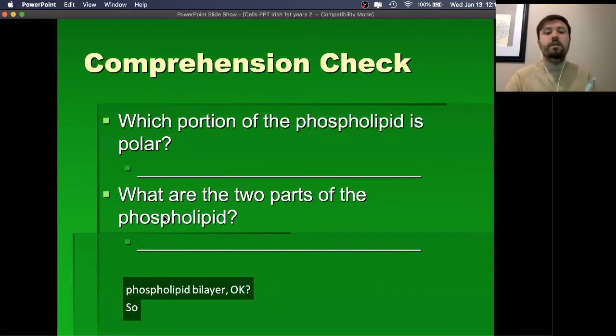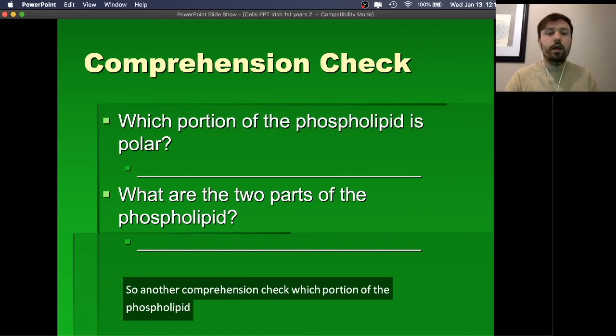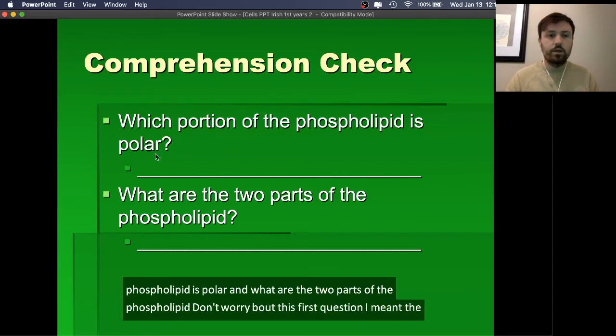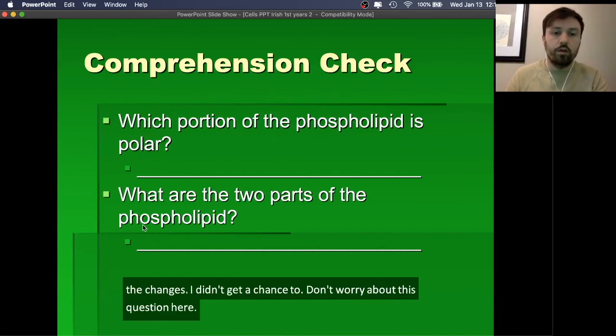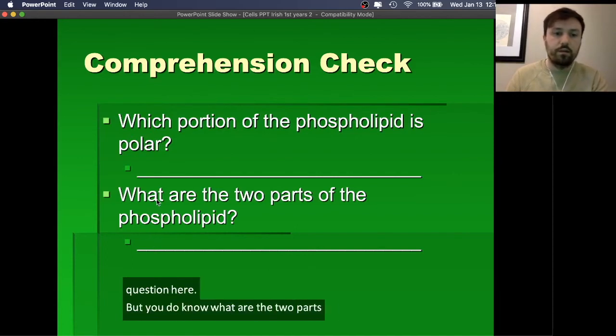Which portion of the phospholipid is polar, and what are the two parts of the phospholipid? Don't worry about this first question. I meant to change this, but I didn't get a chance to. Don't worry about this question here, but you do know what the two parts of the phospholipid are.